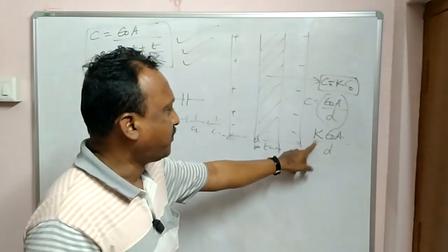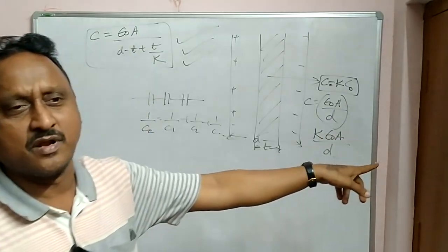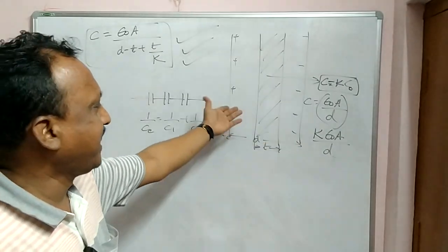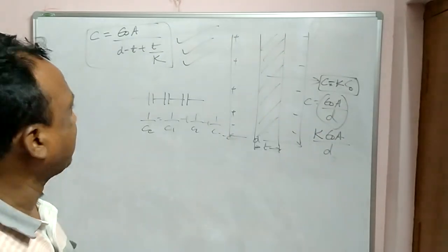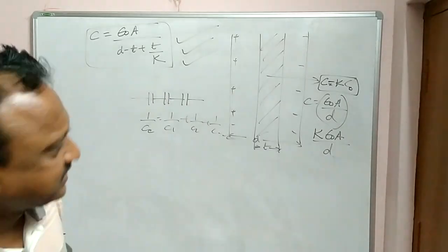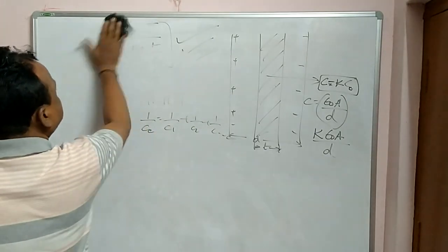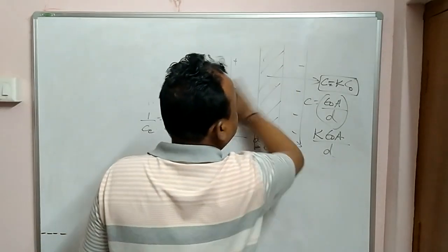Because when you put the dielectric material, it becomes K times epsilon naught A by D. Remaining epsilon naught A by D, epsilon naught A. When you put the values, you can easily solve. So this is the glass slab formula.